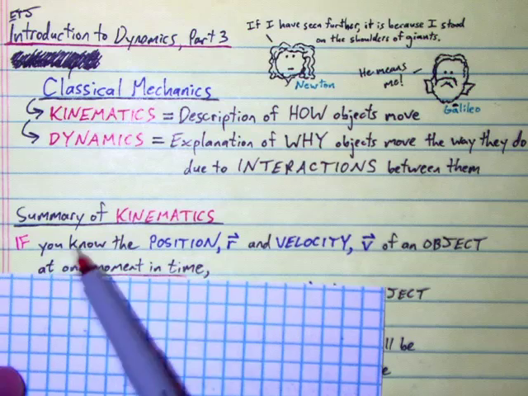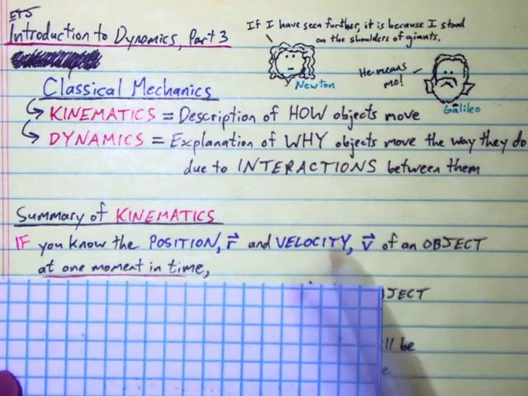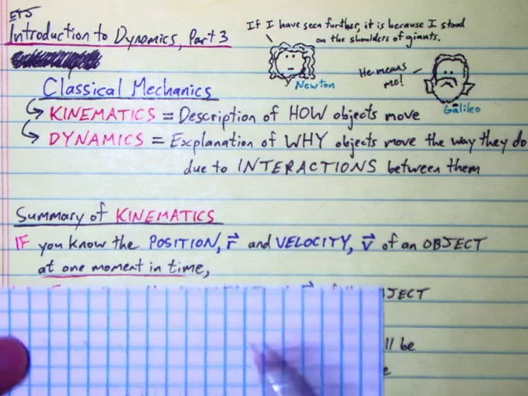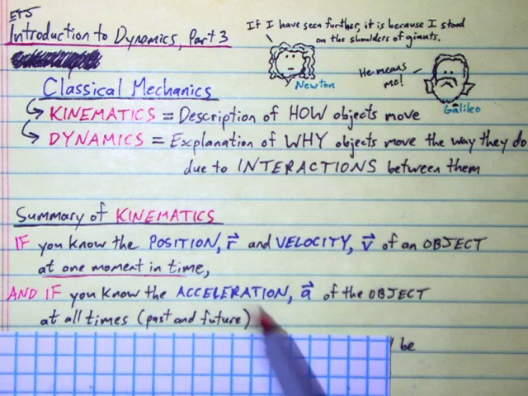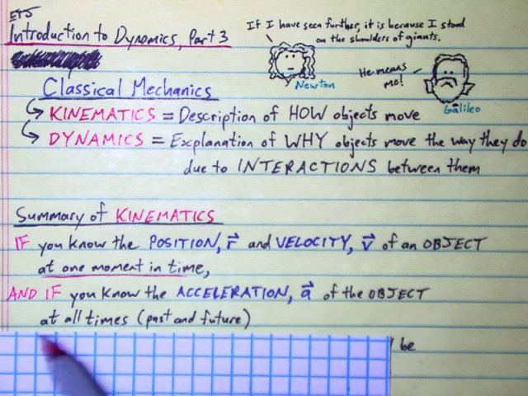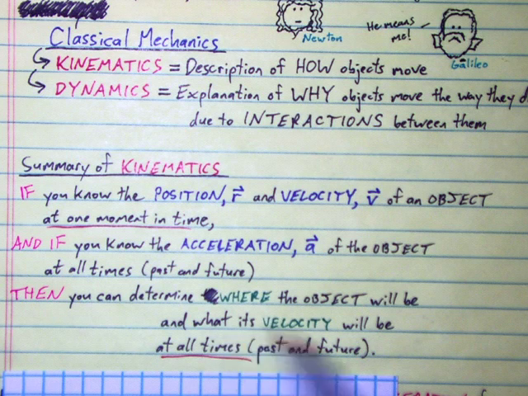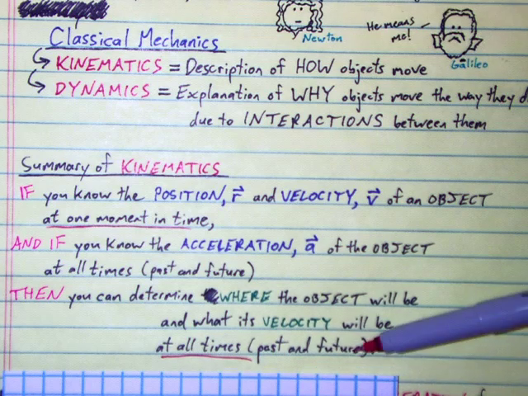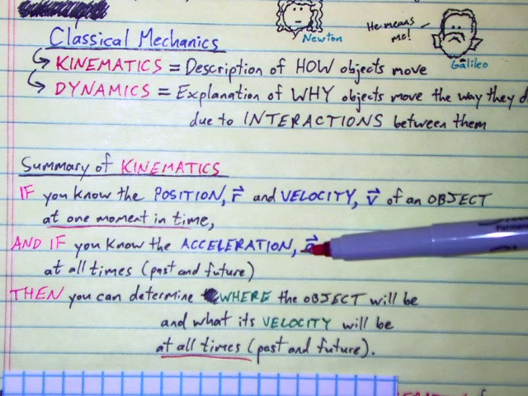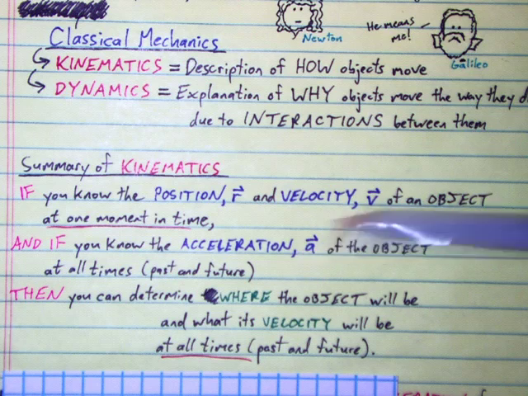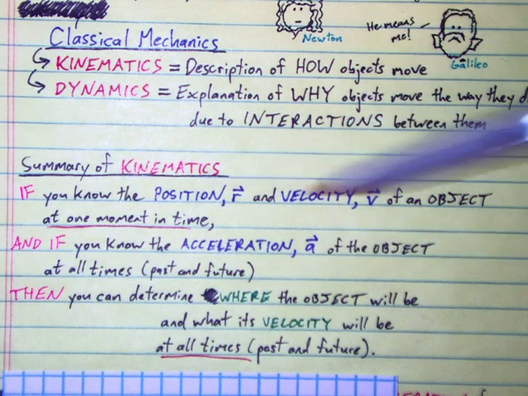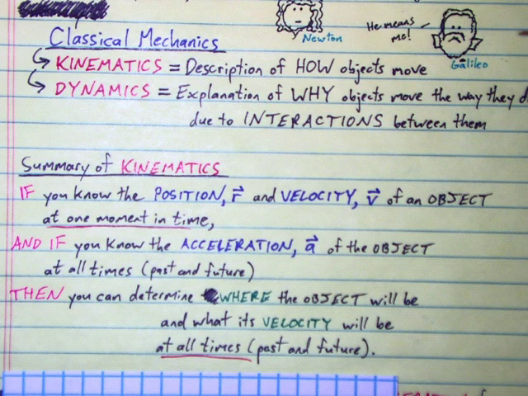So if we know the position and velocity of that object at one particular moment in time, and if we know the acceleration of that object at all times, past and future, then we can determine where the object will be and what its velocity will be at all times. We can know its entire history. We can predict its entire future if we know its acceleration at all times and we know where it was and how it was moving at one particular time.